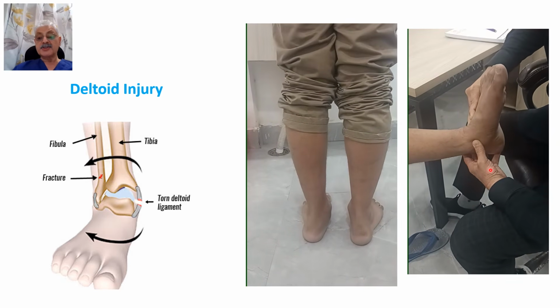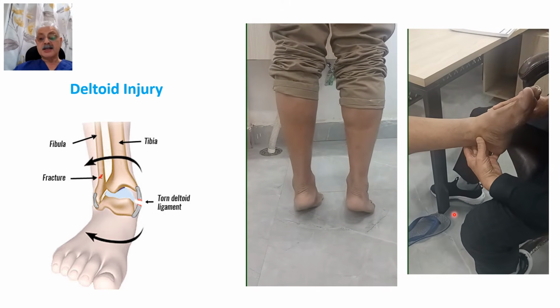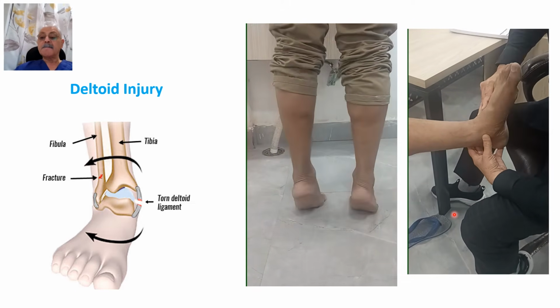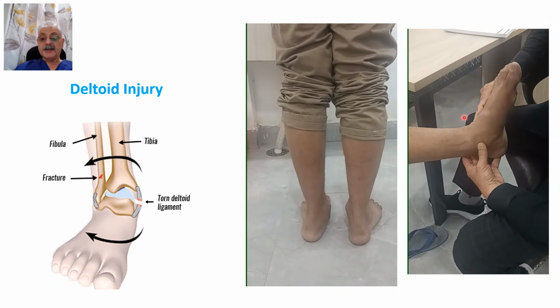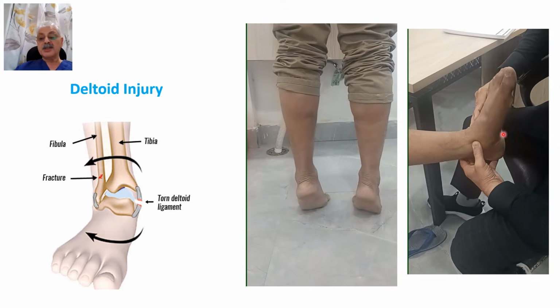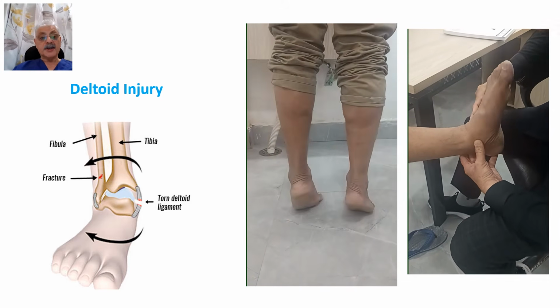The other test which you can do is to try to tilt the talus in the ankle mortise, and if you find there is an opening on the medial side, it may be suggestive of a deltoid injury.